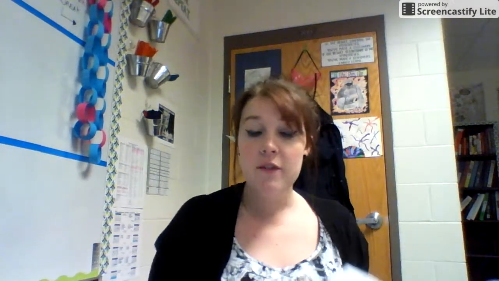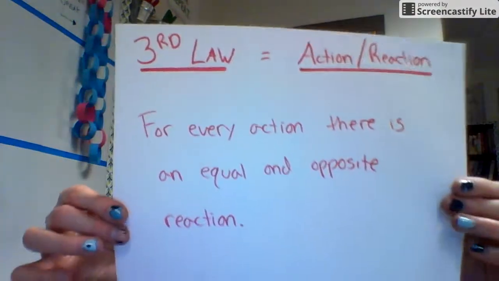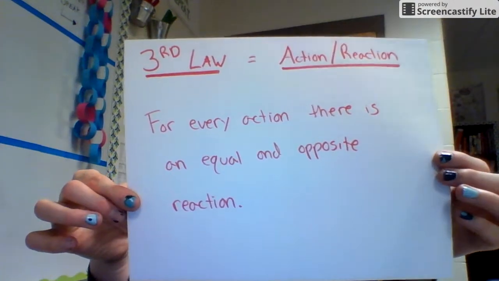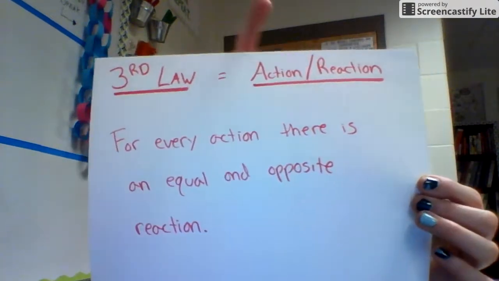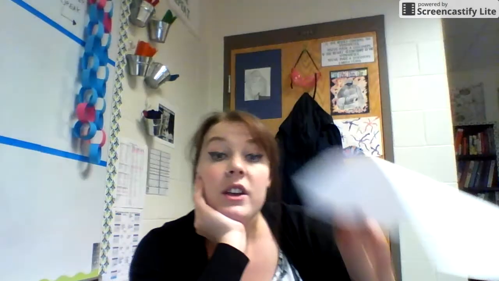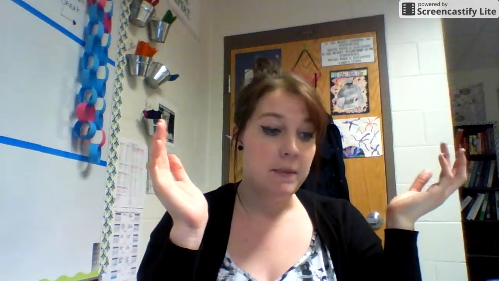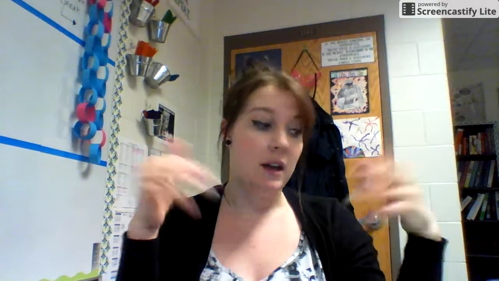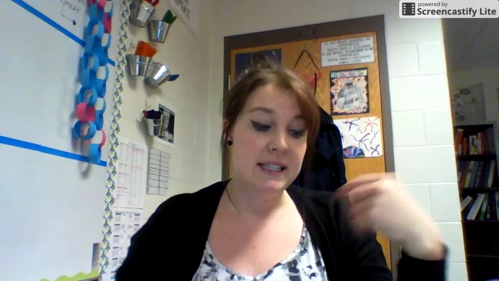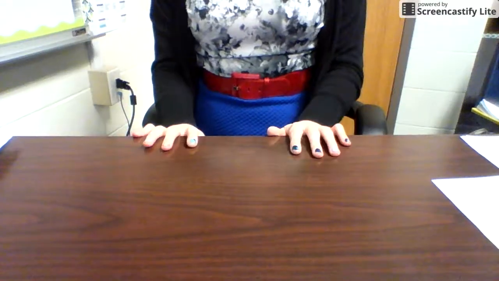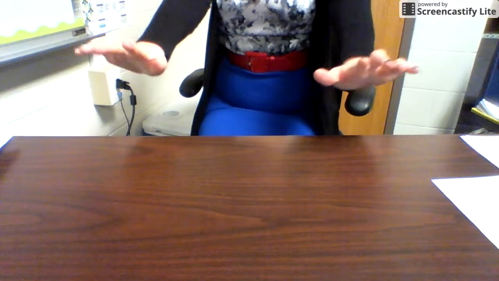All right, so the third and final law is for every action, there is an equal and opposite reaction. So I like to call it the action-reaction law. So for this one, we actually see this a lot when you're like rolling on something. So for instance, when I push on this desk, I roll backwards. The action is me pushing on the desk.